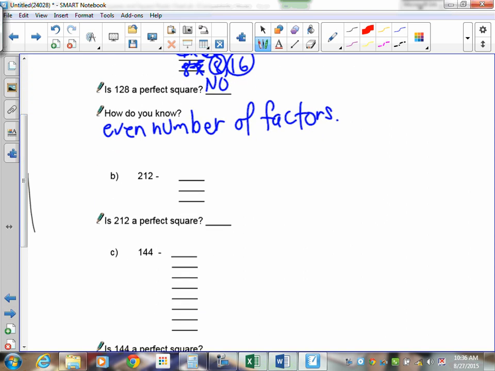Okay, try 212. I'll sort of put you out of your misery here. The factors are 1 and 212, 2 and 106, and 4 and 53. So, is it a perfect square? We'll count the factors. 1, 2, 3, 4, 5, 6. So the answer here is no. And if I asked you why, you'd say an even number of factors.